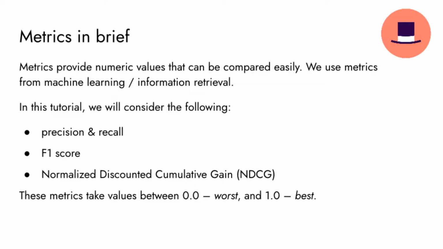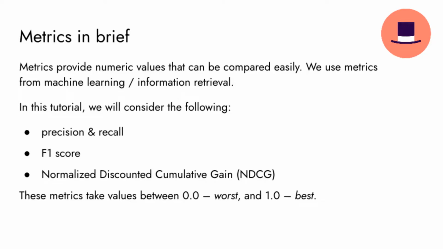There exist many different metrics developed for machine learning and information retrieval, and each of them emphasizes a slightly different view of the match. In this tutorial, we consider precision, recall, F1 score, and NDCG. All these metrics can have values between 0 and 1.